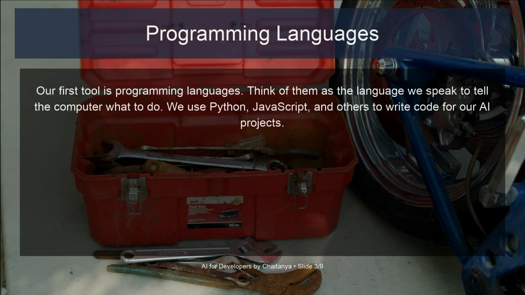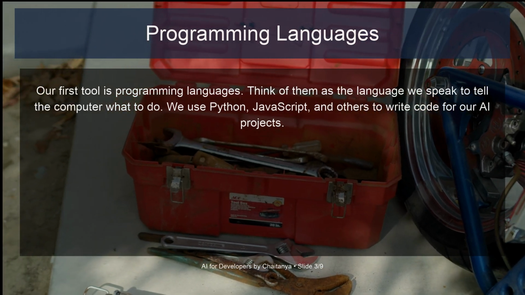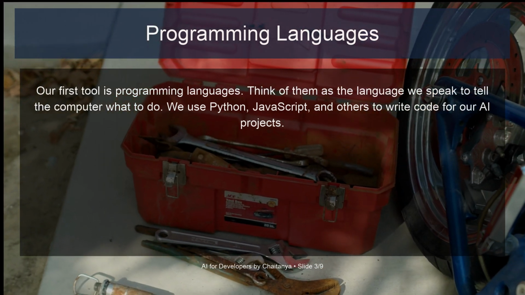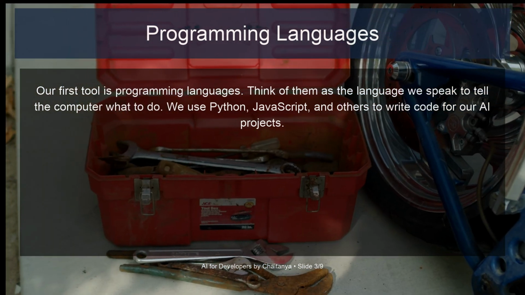Our first tool is programming languages. Think of them as the language we speak to tell the computer what to do. We use Python, JavaScript, and others to write code for our AI projects.